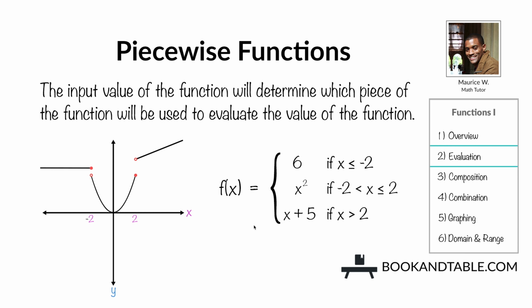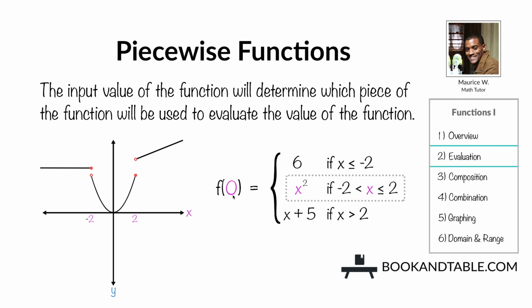The input value of the function will determine which piece of the function will be used to evaluate the value of the function, the input value being the x. So if the x were negative 3, you go to the intervals and you find negative 3, and that would be in this first section here, where it says if x is less than or equal to negative 2. Well, negative 3 is less than negative 2, so the function has a value of 6 when x is negative 3, since this would be the expression representing the function here.